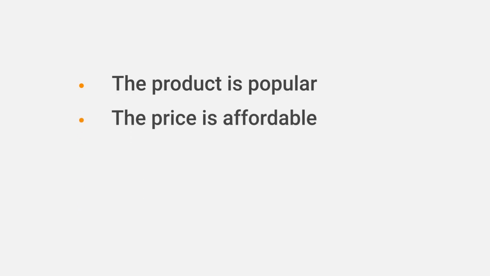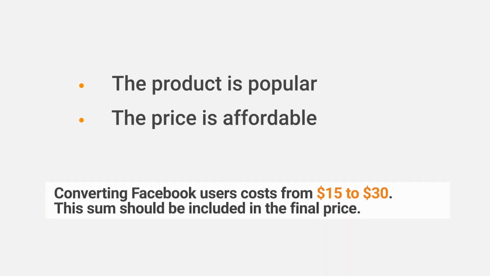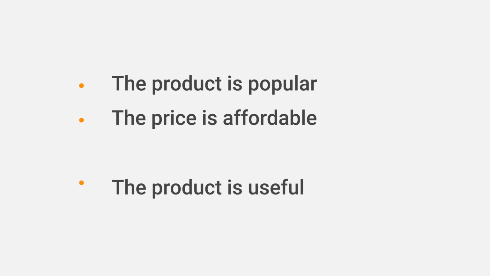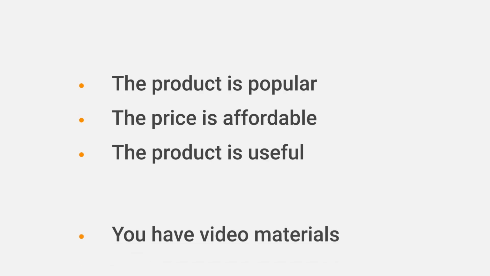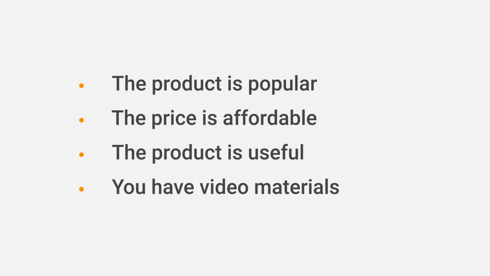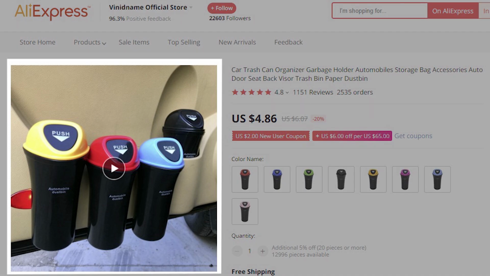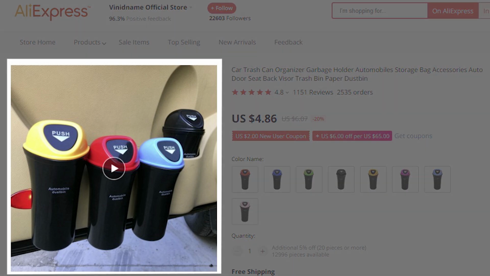The item's price must be affordable. Converting Facebook users costs from $15 to $30. This sum should be included in the final price, so make sure it doesn't scare away potential buyers. The product must be useful. The Auto Merch is actually built around practical car accessories, which is why it's easy to advertise. And finally, make sure the product has video materials on AliExpress. This part is very important because video advertising works best.